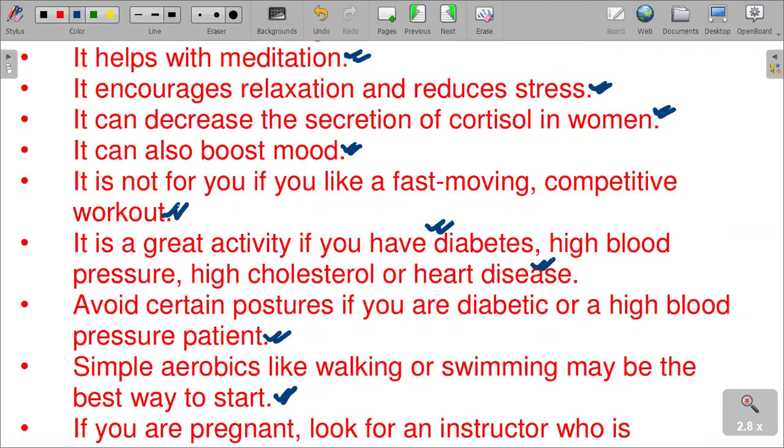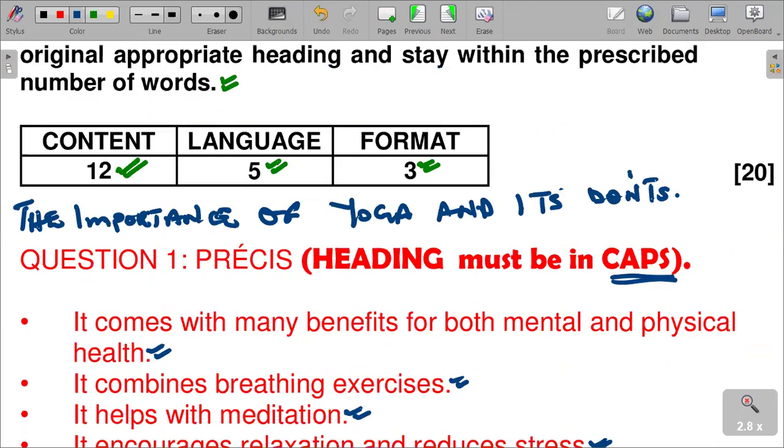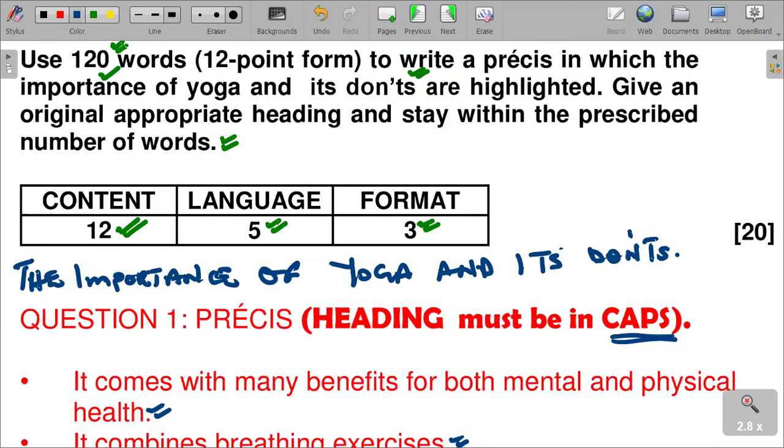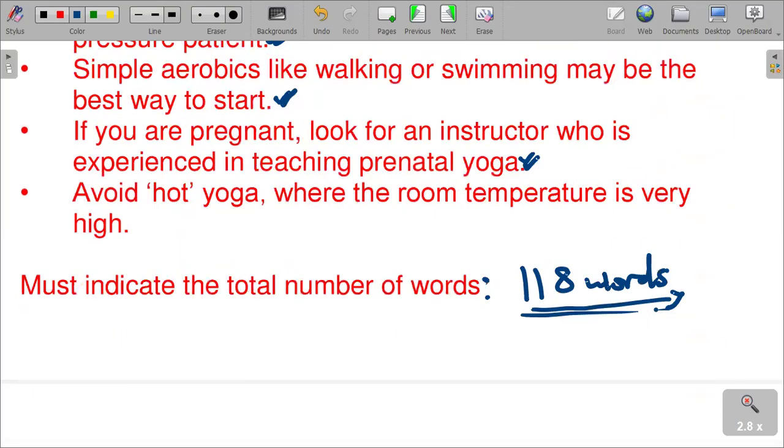So identify the topic. I mean, give the title to the precis. The title comes from what you are told to do. So here I'm saying the importance of yoga and its don'ts. That is the title that I've given here. And then you go through everything and don't miss these points, you are catching them from the comprehension that you are given here. That is what is expected of you. Follow the instructions. There is no continuous writing. Write it in point form as the question directs you to do.